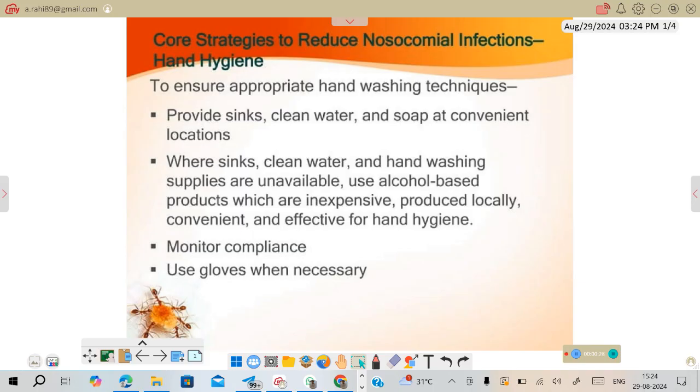We have to follow these techniques: provide sinks, clean water, and soap at the location for hand washing. Where hand washing is unavailable, we can use an alcohol-based sanitizer or any other hygienic technique. We should monitor compliance, and we should also use gloves whenever necessary while dealing with dirty work or any other infection related to the patients.